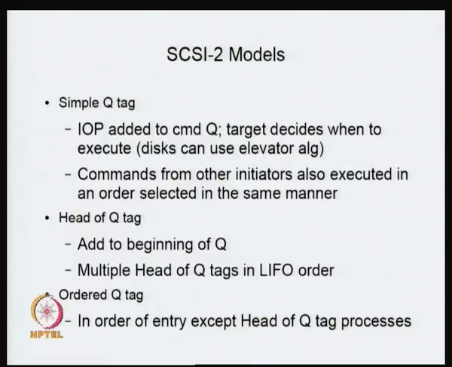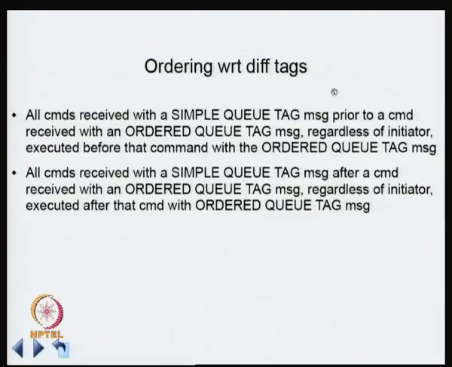An ordered queue tag is the same, except that it is in order of entry, and that is not true for the head of queue tags. If you look at the SCSI manuals, you will find a lot of details about this. Because storage is a critical part of the infrastructure, if you get something wrong, you are going to lose data. That's why there's a lot of effort in specifying exactly what has to happen here. I'll just read out one or two things to get an idea.